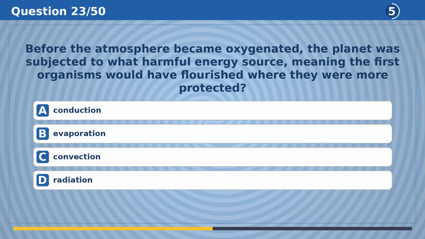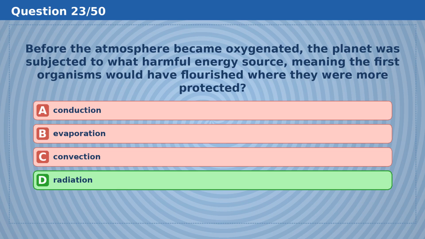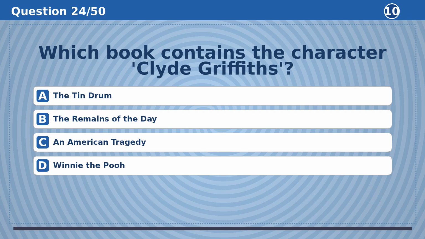Before the atmosphere became oxygenated, the planet was subjected to what harmful energy source, meaning the first organisms would have flourished where they were more protected? The answer is D, Radiation.